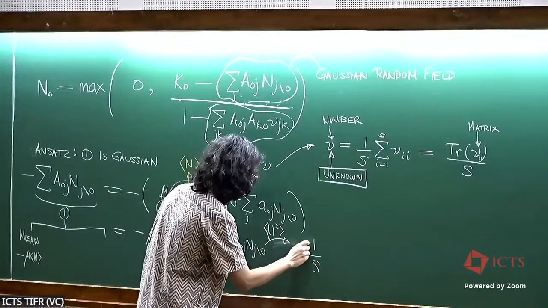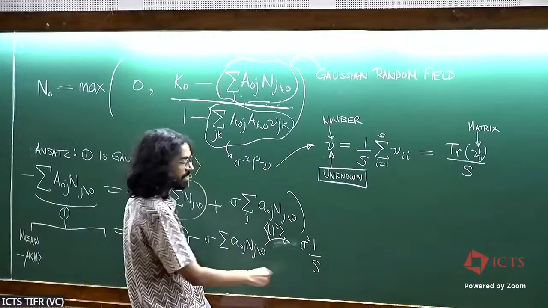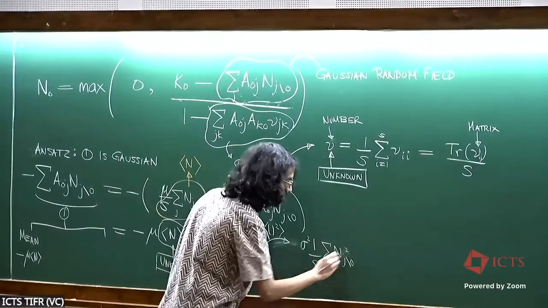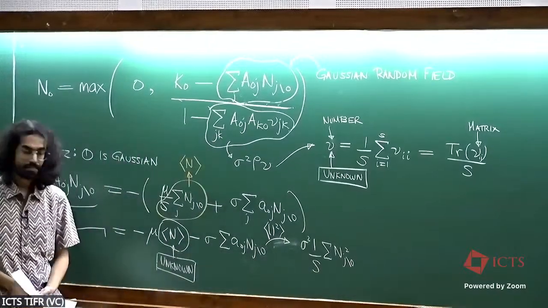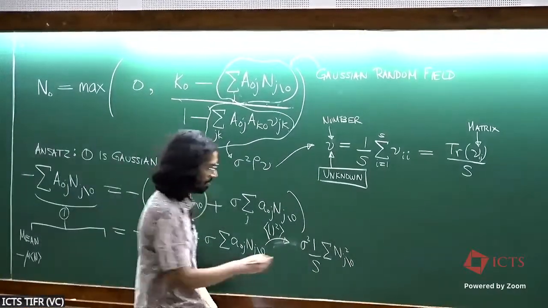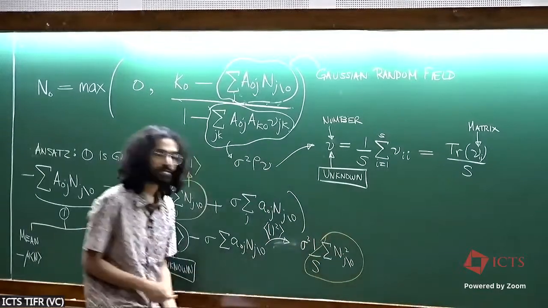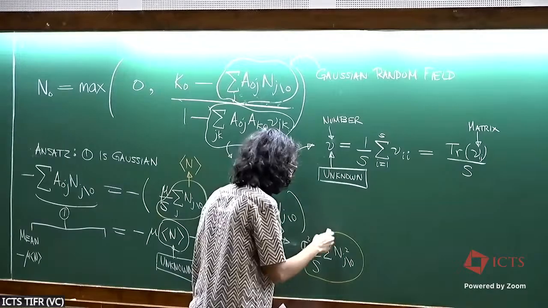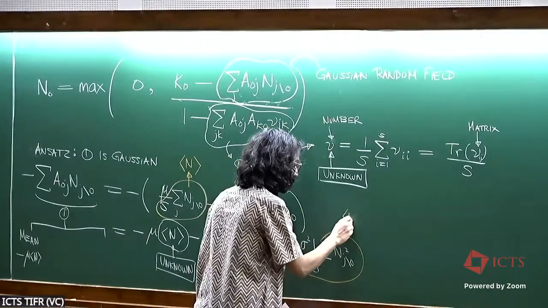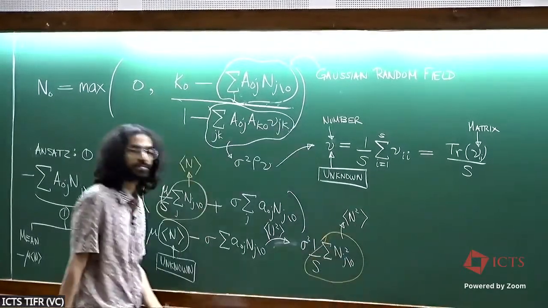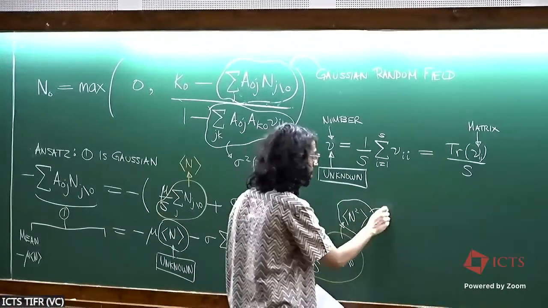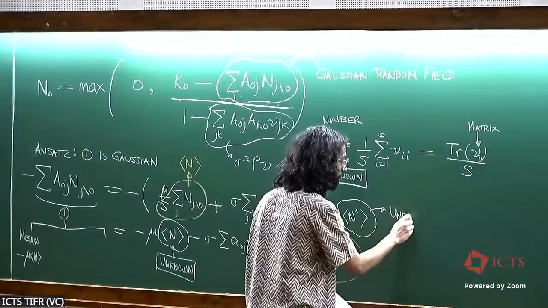There'll be a sigma squared, there'll be a 1 over S, and then there'll be a sum of nj without 0 squared, right? What's this quantity? That's the second moment of the abundances, right? This is again a thing I don't know. This is one of the things I'm trying to find. This is also an unknown.